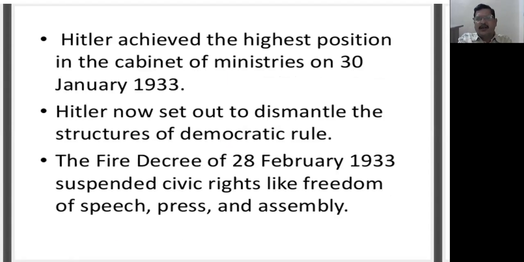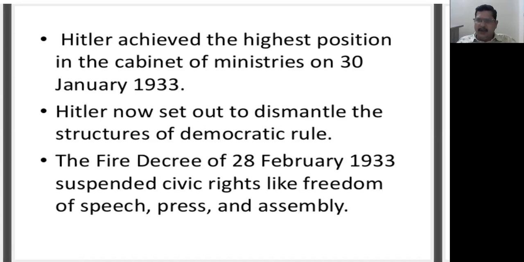Hitler now set out to dismantle the structures of democratic rule, and he never liked democracy. So he started slowly removing all the democratic systems in the government and in the country. The fire decree of 28 February 1933 suspended civic rights like freedom of speech, press, and assembly. So he removed a few rights of the people, like civic rights. People had no rights. The civilians were not supposed to go against the government. And freedom of speech, nobody could speak.